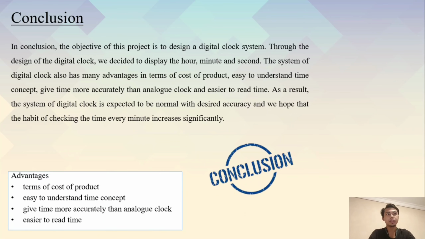For the conclusion, the digital clock system also has many advantages, in terms of cost of the product, easy to understand time concept, gives time more accurately than an analog clock, and is easier to read. Okay, as a result, the digital clock system is expected to work normally and with the desired accuracy. And we hope that the habit of checking the time every minute will increase significantly.